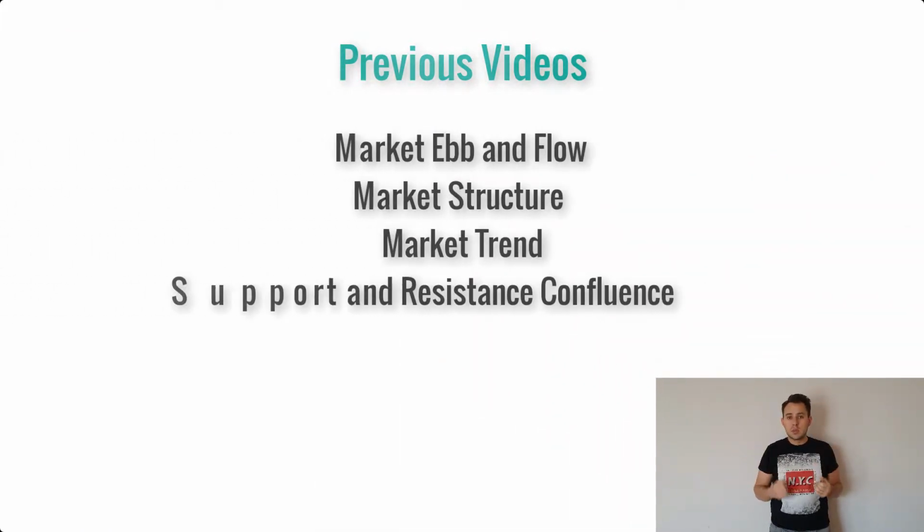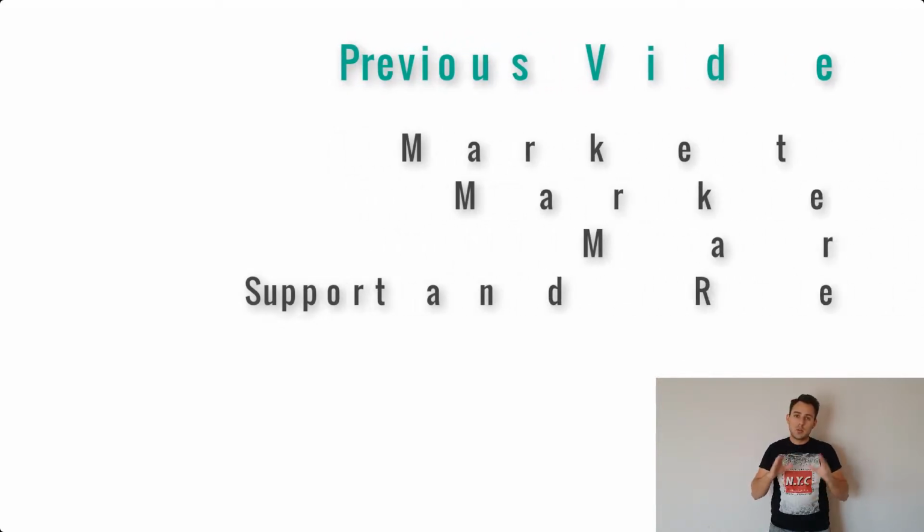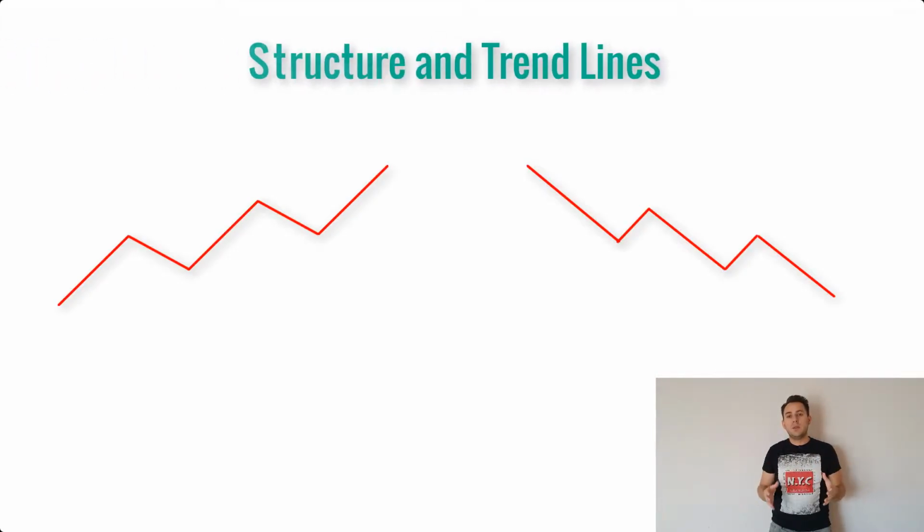If you haven't seen the previous videos for drawing support and resistance zones and all that ebb and flow of the market and all the other videos, please head back and watch those because those tie into what I'm going to talk about now. So as we know from previous videos, drawing the ray lines is fairly easy by just connecting the highs or the lows from different up and down trends.